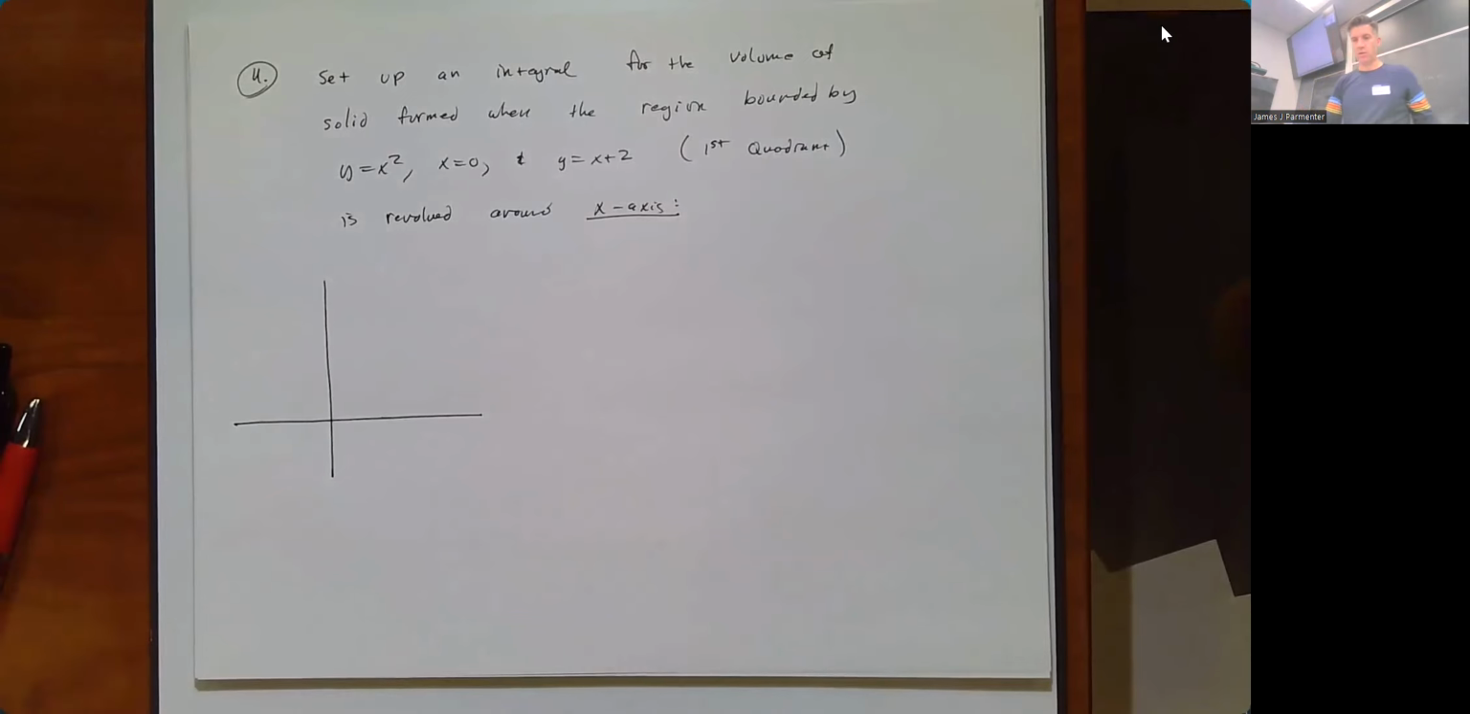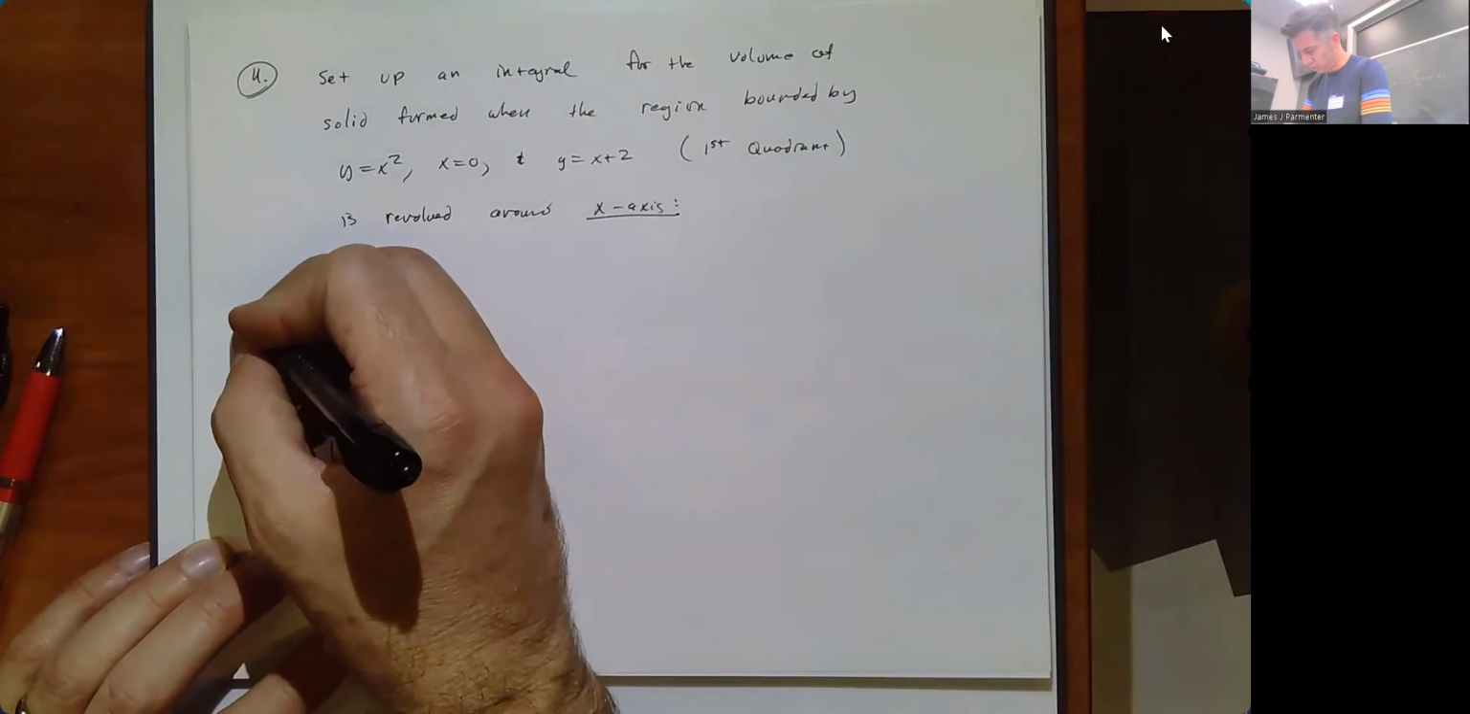The graphs are not too terrible. One of them is your regular parabola, one of them is a straight line. I say I give you a minute, 10 more seconds. All right, here's my parabola.